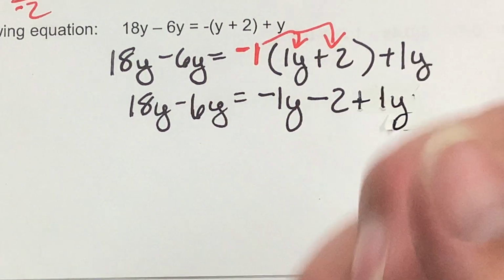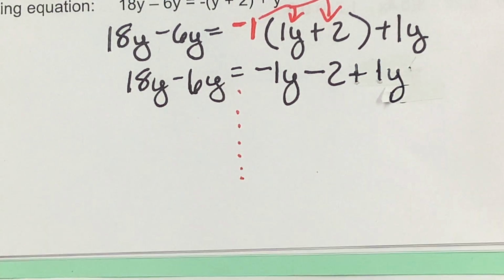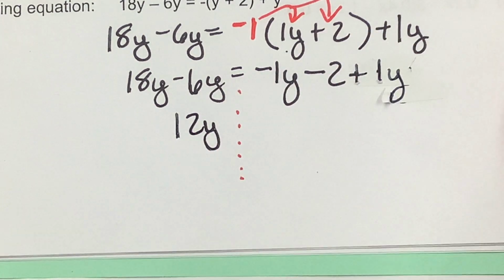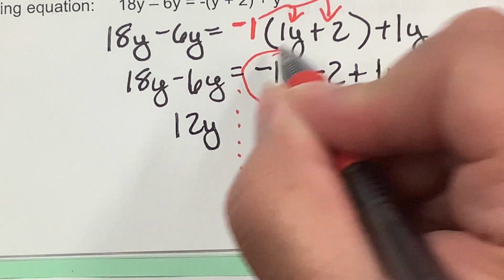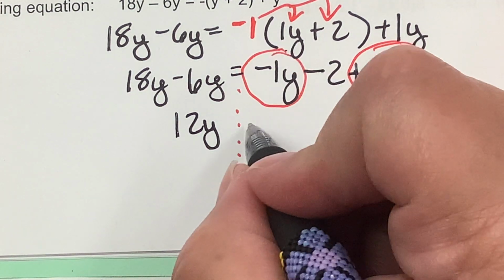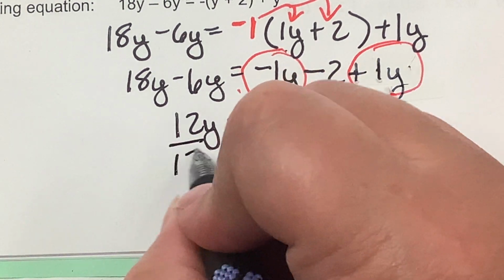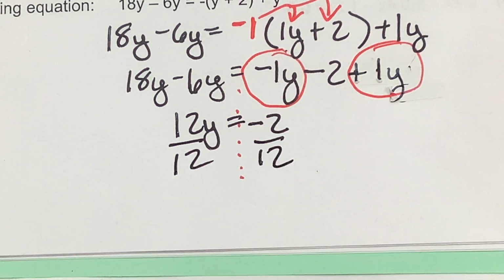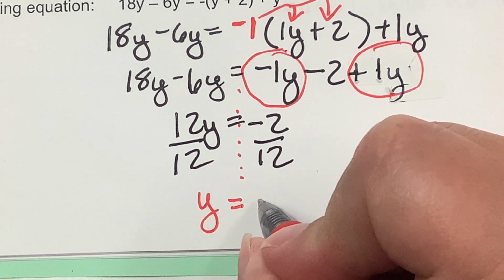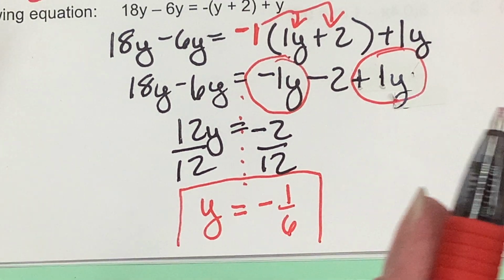Oh, wait a second. Time to put those little dots here. 18y minus 6y is 12y. And also, negative 1y and positive 1y is 0. So then I just have negative 2 on this side. Well, that's easy enough to solve. Divide by 12, and I get y equals negative 1/6, which is kind of a weird answer.